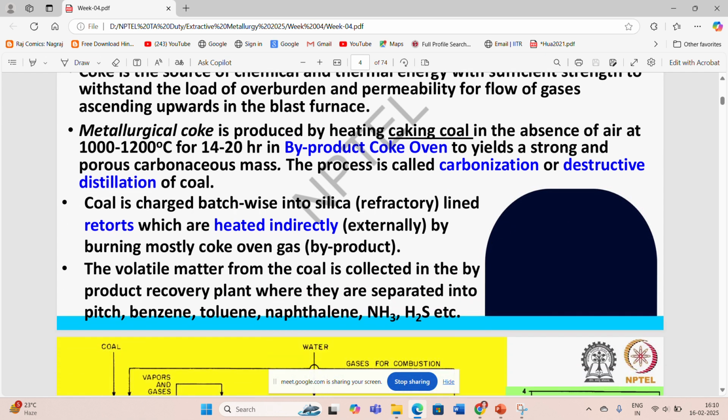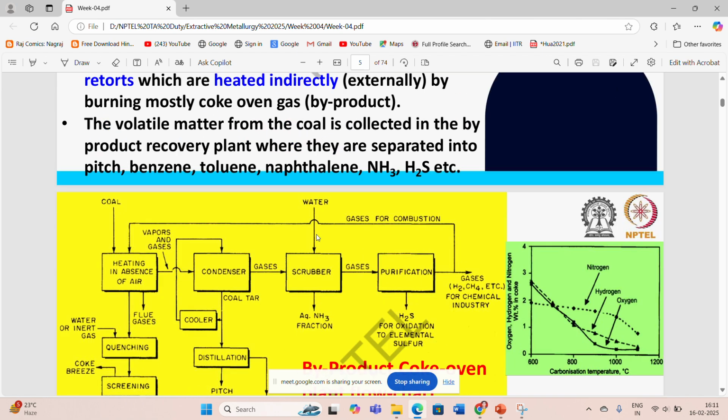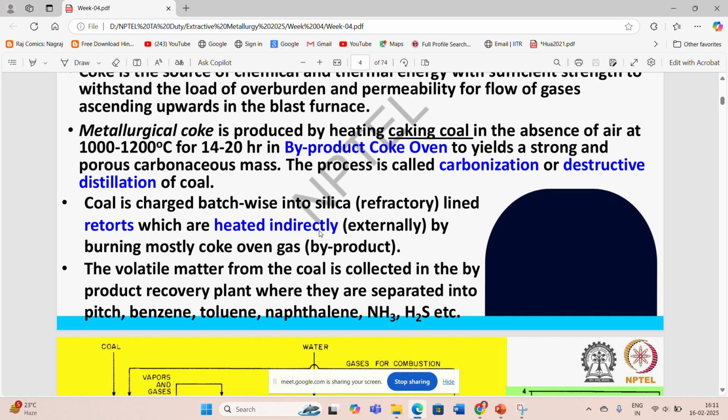Coal is charged batch-wise into silica-lined retorts, which are heated indirectly, like externally, by burning mostly coke oven gas, which is also a byproduct of this coke making process. The volatile matter from the coal is collected in the byproduct recovery plant, where it is separated into pitch, benzene, toluene, naphthalene, ammonia, and H2S gases. During the coke making process, we get coke as the main product, and as byproducts we also get some pitch, benzene, toluene, and naphthalene gas mixture, which can be directly reused as a fuel source during the coke making operation itself.